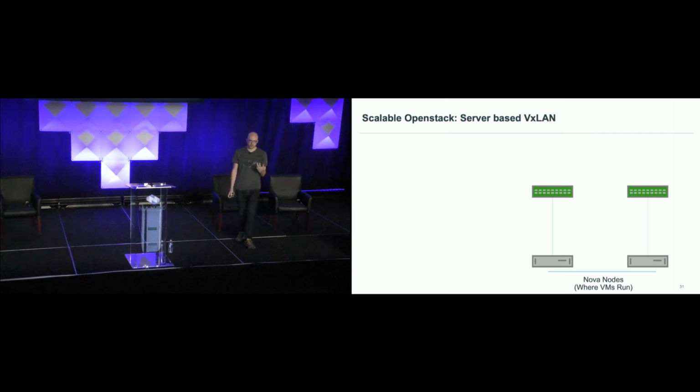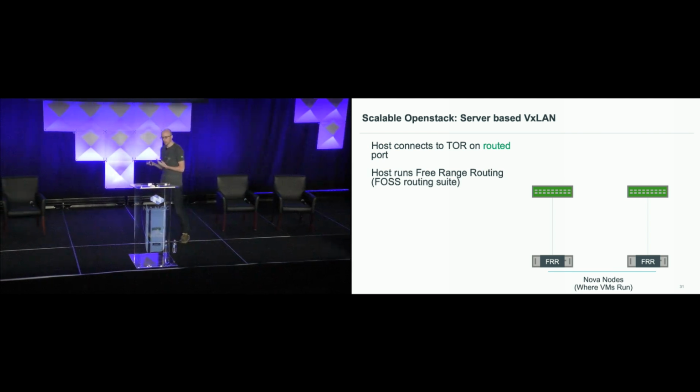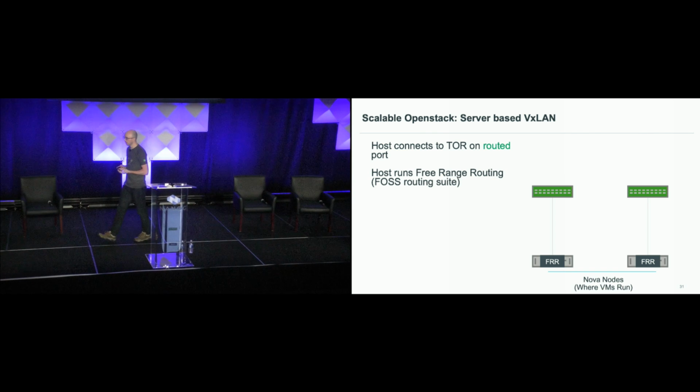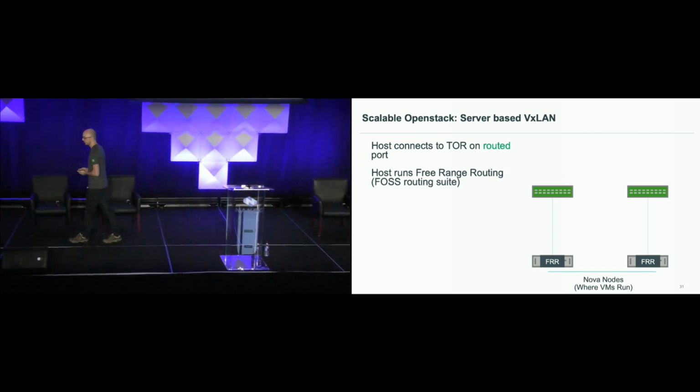And so what we look at is server-based VXLAN. So my host is going to connect to my top-of-rack switch on a routed port. Not an access port, not a trunk port, not a layer 2 interface, but a routed layer 3 interface. My servers can run any sort of routing software, like FRRouting, the open source routing suite. It's a fork of Quagga. They talked about it in the earlier session today.